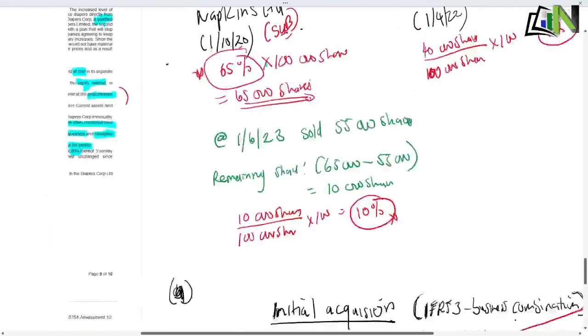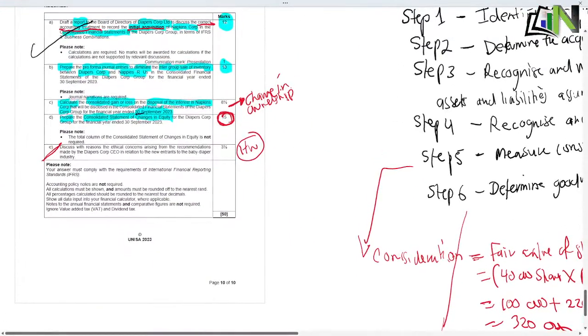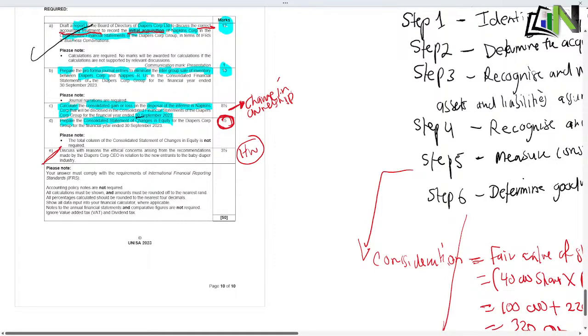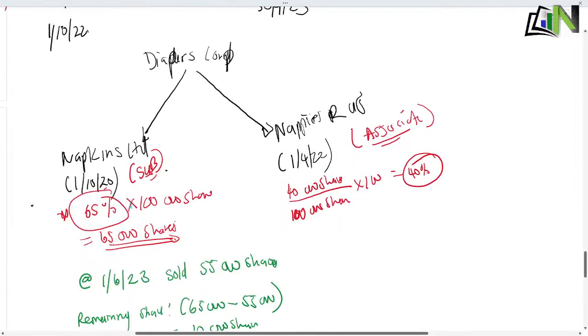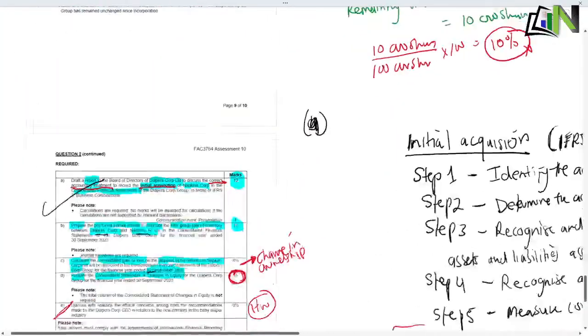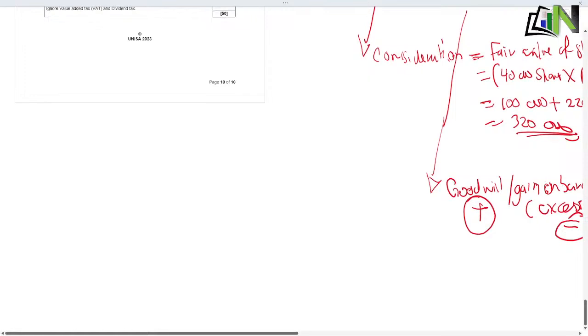Now in the question, the pro forma journal that they're referring to is between Diapers Corp and Nappies R Us. We just found out from our group structure that Nappies R Us is actually the associate company. Now we also did this group structure in part 1 of this revision. If you had missed it, please go back to part 1 so you can pick it up from there. So now I'm dealing with an associate, and I'm not dealing with a subsidiary.